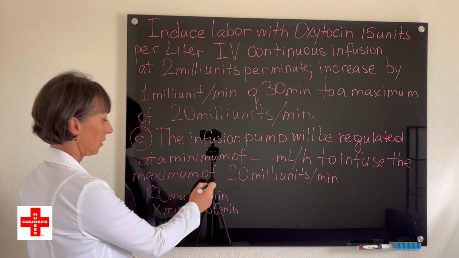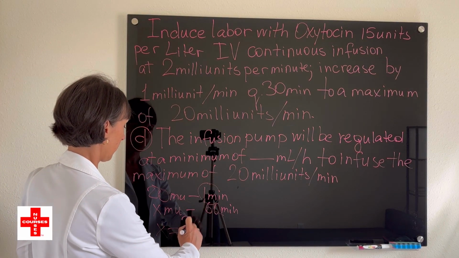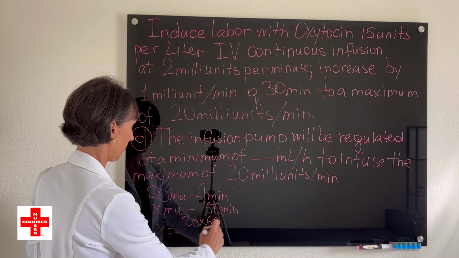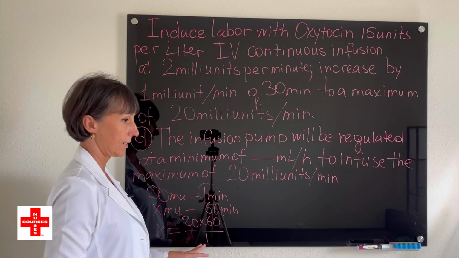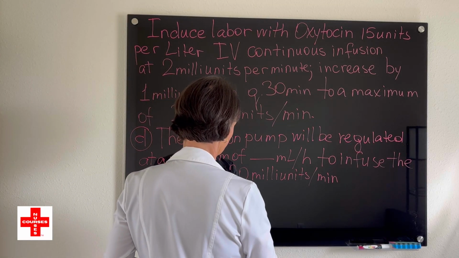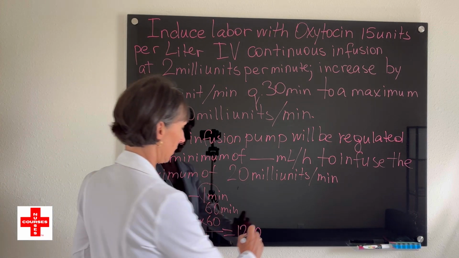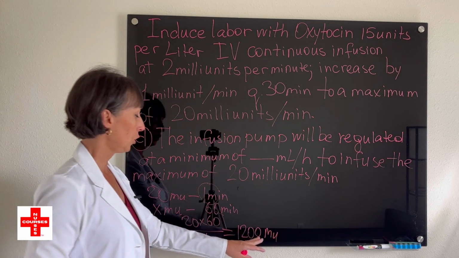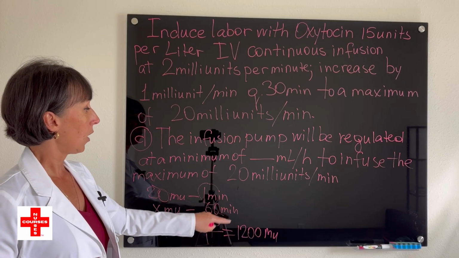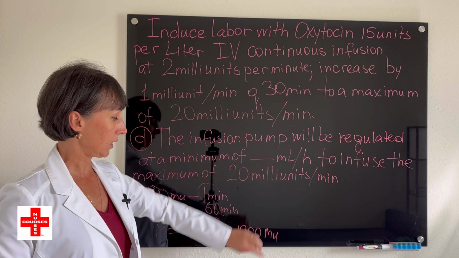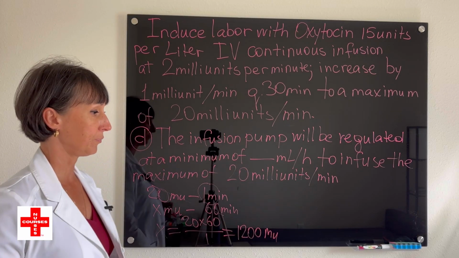Multiply on diagonal, divide by the third number. Twenty times 60 divided by 1. And I get 1200 milliunits will be infusing in an hour. Now I need to find milliliters, right? Because it's not asking me milliunits per hour, but milliliters per hour.